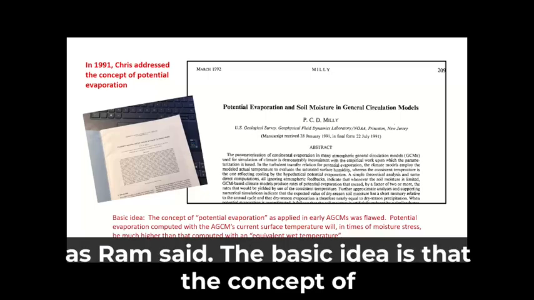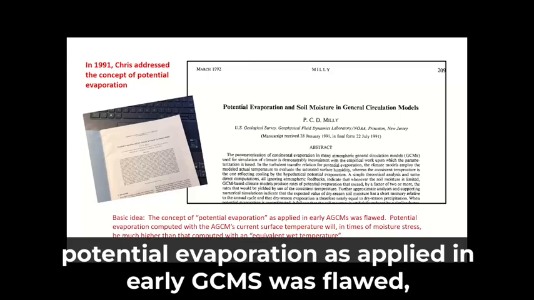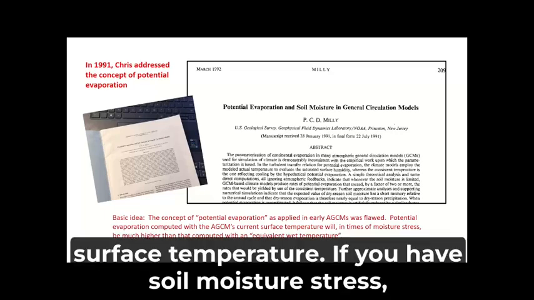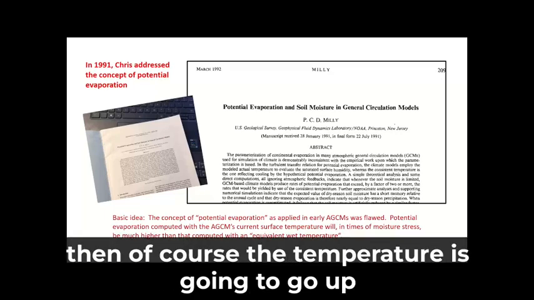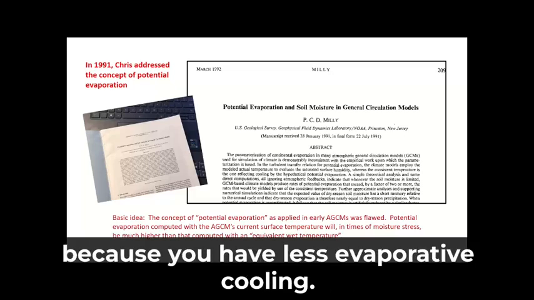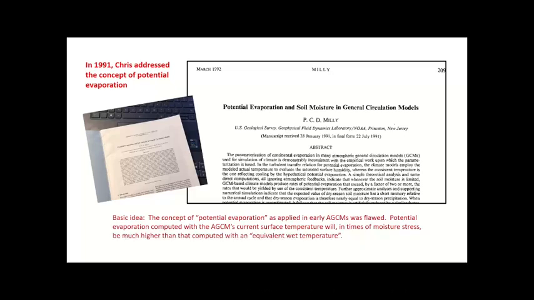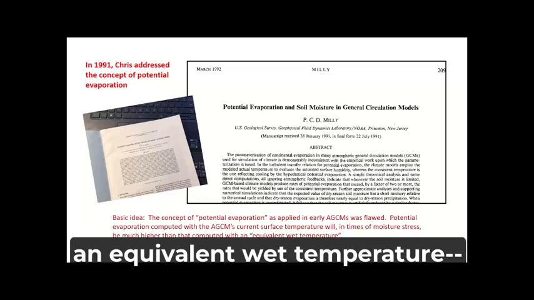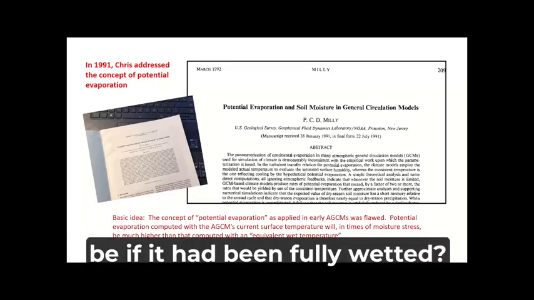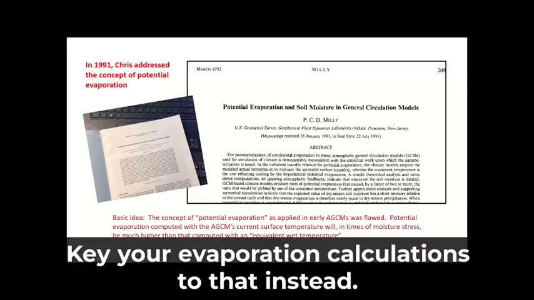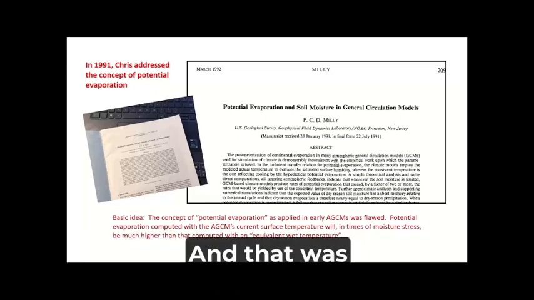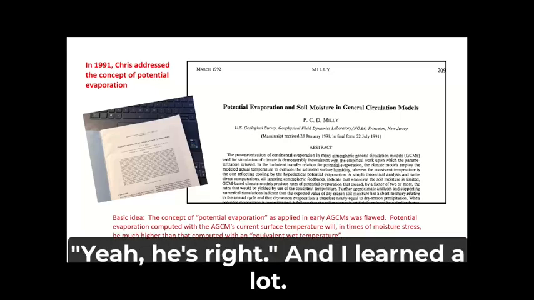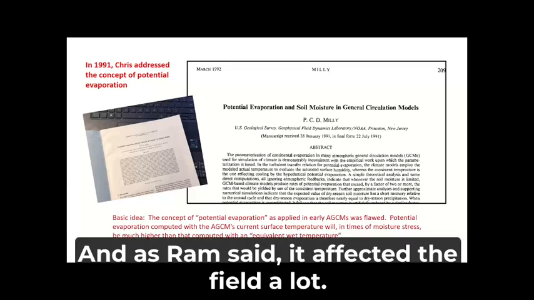The basic idea is that the concept of potential evaporation as applied in early GCMs was flawed. Potential evaporation was computed with the GCM's current surface temperature. If you have soil moisture stress, then of course the temperature is going to go up because you have less evaporative cooling, and that kind of inflates the potential evaporation that you compute. It makes much more sense to use an equivalent wet temperature. What would the land surface temperature be if it had been fully wetted? Key your evaporation calculations to that instead. And that was wonderful to read as a reviewer. Yeah, he's right. And I learned a lot, and as Ram said, it affected the field a lot.